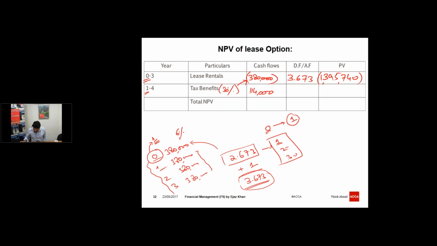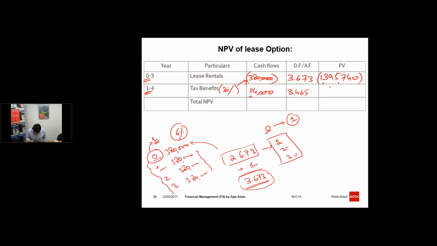So 1 to 4. So it's a normal annuity now. Every year we are going to get this benefit of 114,000. It will start from year one and it will end at year four. So it's a totally normal annuity. Just tell me the annuity factor of year four at 6%. 3.465. Okay, thank you. 3.465. 114,000 into 3.465.